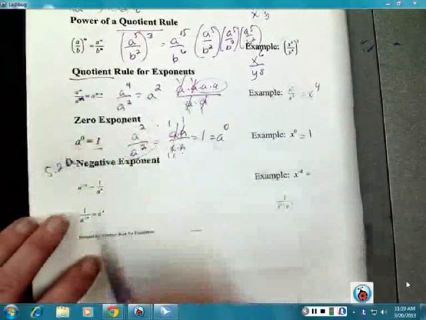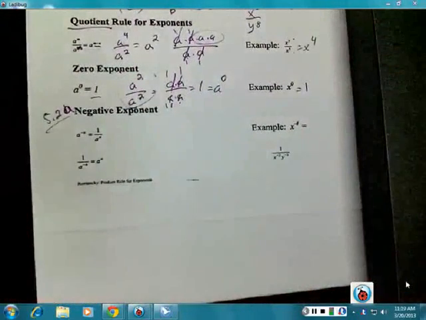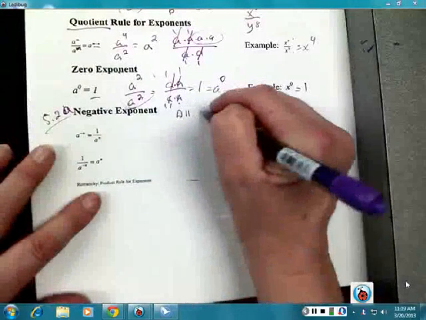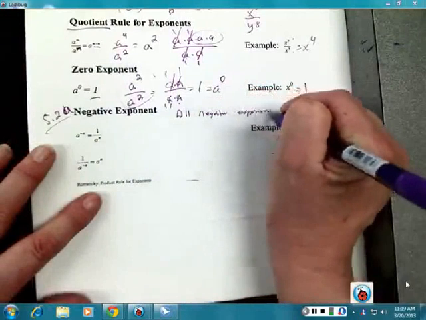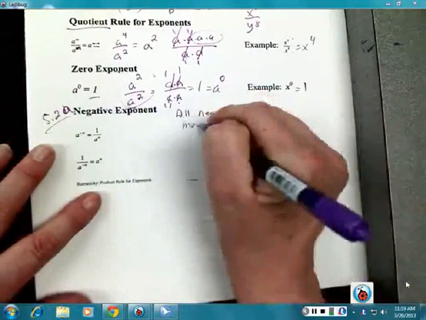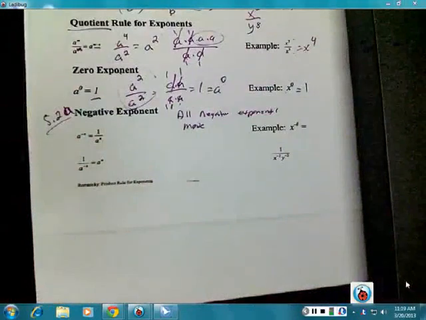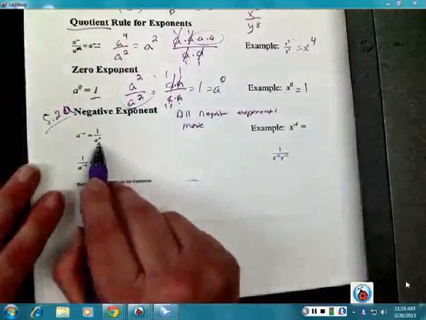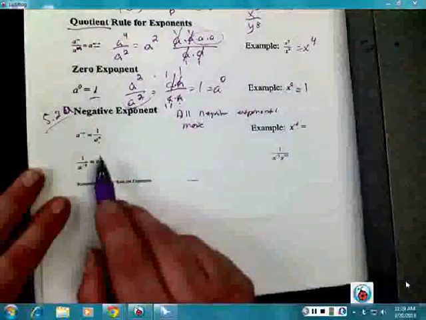For sure, I know these are in 5.2a because of the negative exponents, and negative exponents move. So they are in one spot, but they move to a different spot. If it's a negative and it's in the top, it moves to the bottom. If it's a negative in the bottom, it moves to the top.